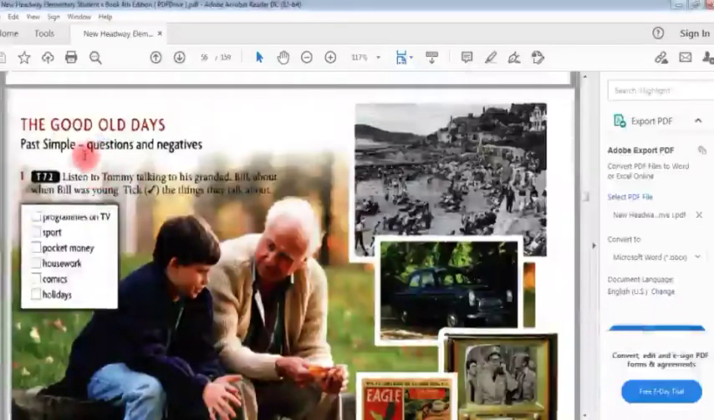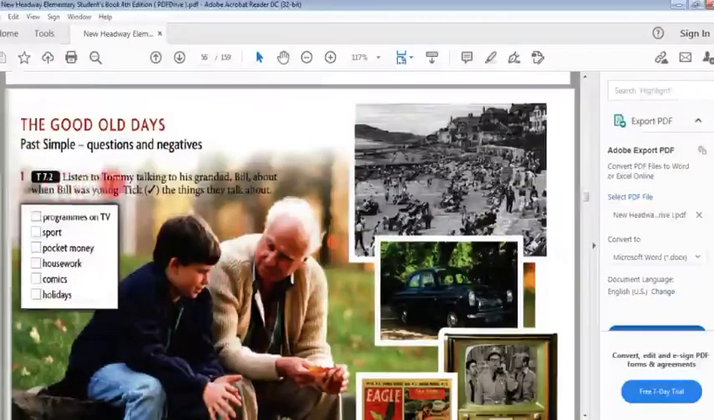Now, the good old days. Past simple questions and negatives. Tape script 7.2. Listen to Tommy talking to his granddad Bill about when Bill was young. Tick the things that they are talking about: programs on TV, sport, pocket money, housework, comics, holidays. Okay, so let's listen to this tape script and tick the correct things that they are talking about.